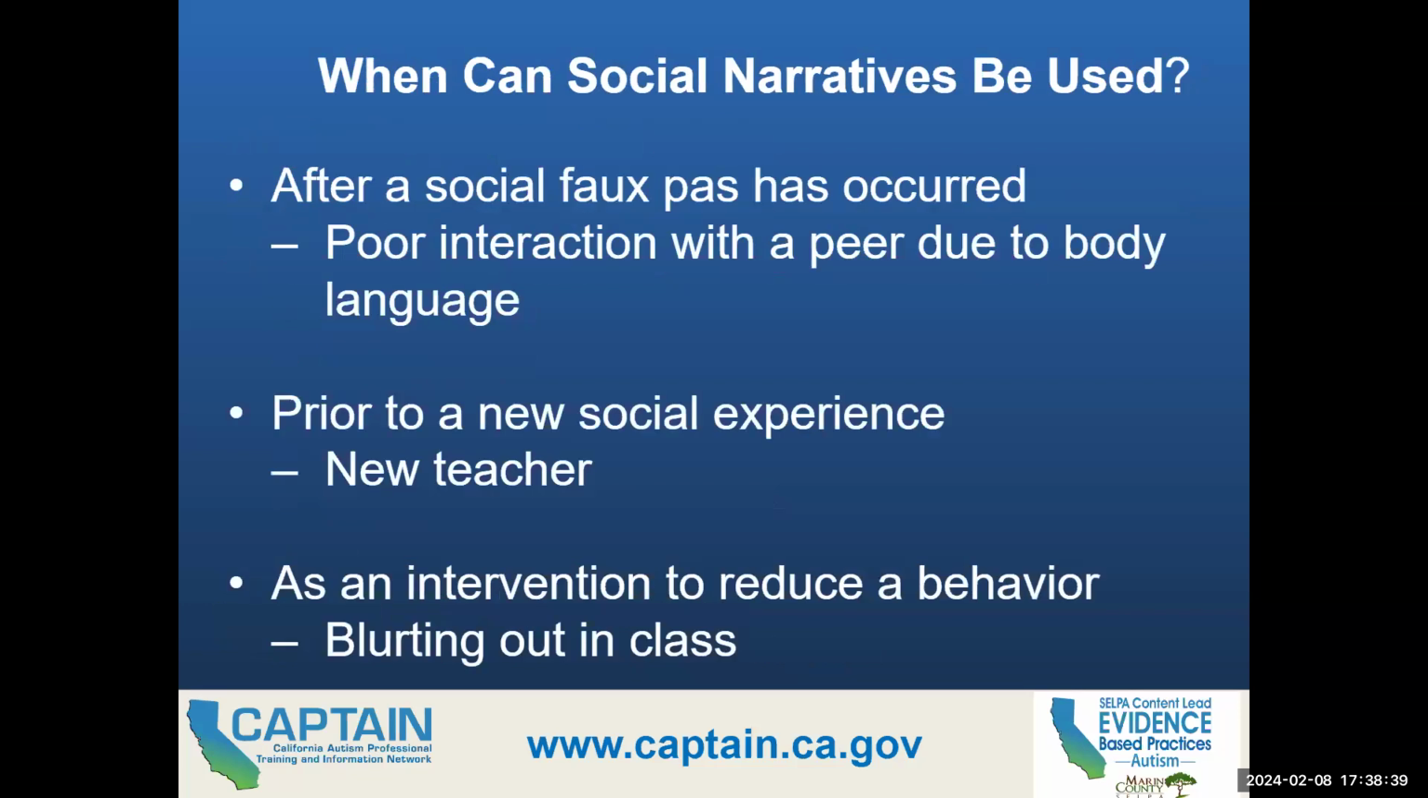We can use social narratives after a social faux pas has occurred, right? We've observed that the social faux pas has occurred, so now we know that we need to address that issue. We could use it prior to a new social experience, or even a change in experiences. For example, a change in routine, a change in location, or a change in doctor. And we could also use it as an intervention to reduce behaviors.